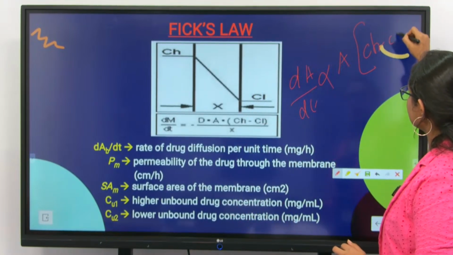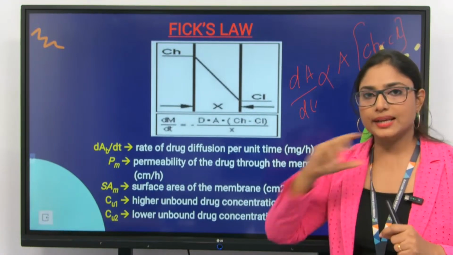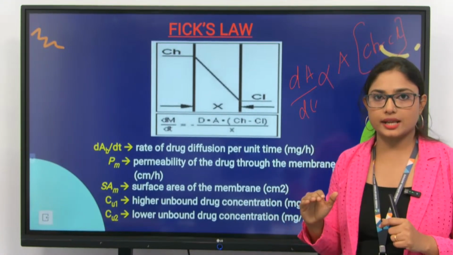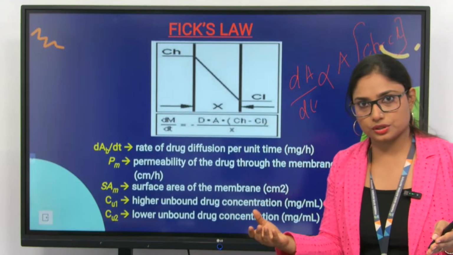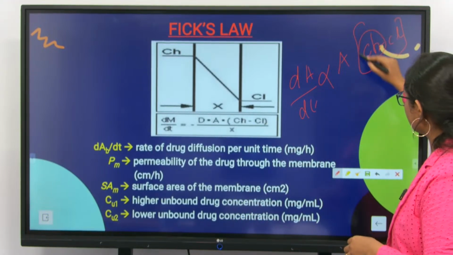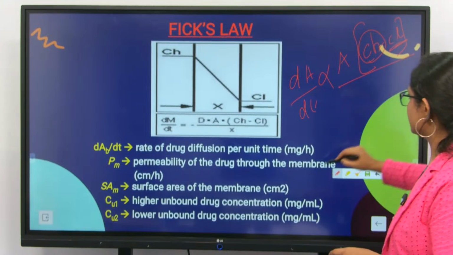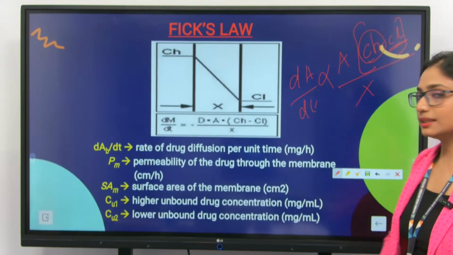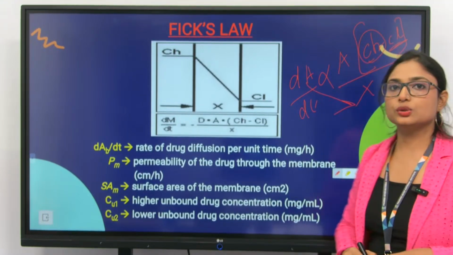CH minus CL. That means, as I have mentioned, the movement is purely based on the concentration gradient. So there should be a higher concentration and a lower concentration. So the concentration of the higher compartment minus the lower compartment. And X means the thickness of the layer. So it is inversely proportional to the thickness.